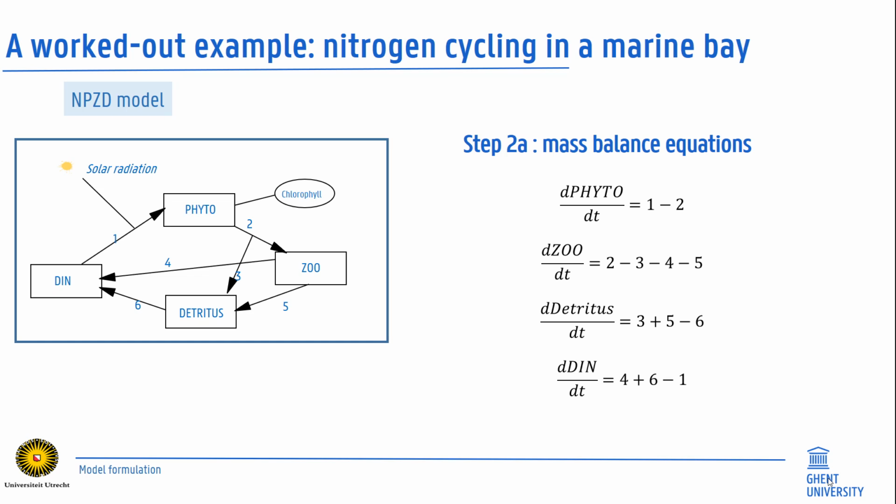The mass balances are simply the net fluxes. So for change in phytoplankton, they are 1 minus 2. For nitrogen changes in zooplankton, they are 2 minus 3 minus 4 minus 5, and so on for the changes in nitrogen in detritus and the dissolved nitrogen.